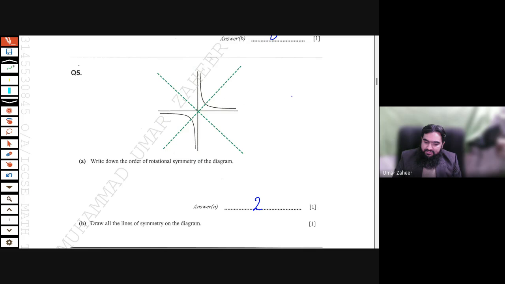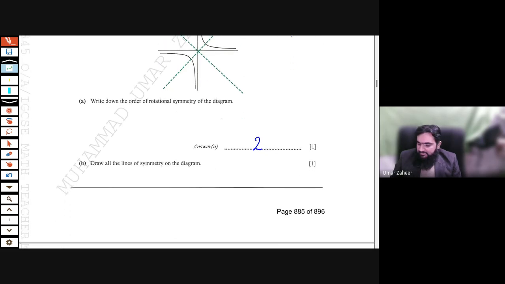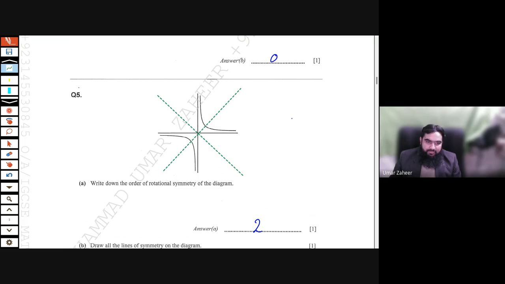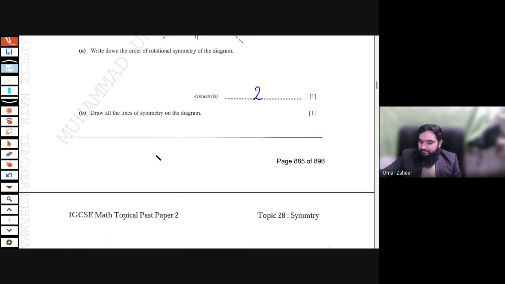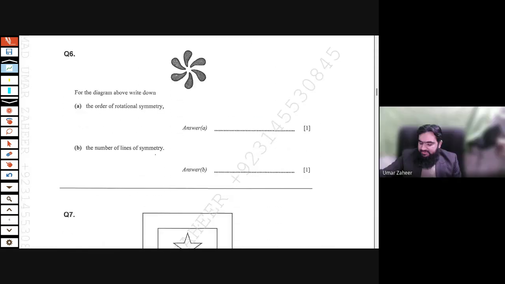So this means that we have to draw all the lines of symmetry. We have already drawn them. Is it clear? Yes, sir. Okay, in the next one, question number 6, he says the order of rotational symmetry.